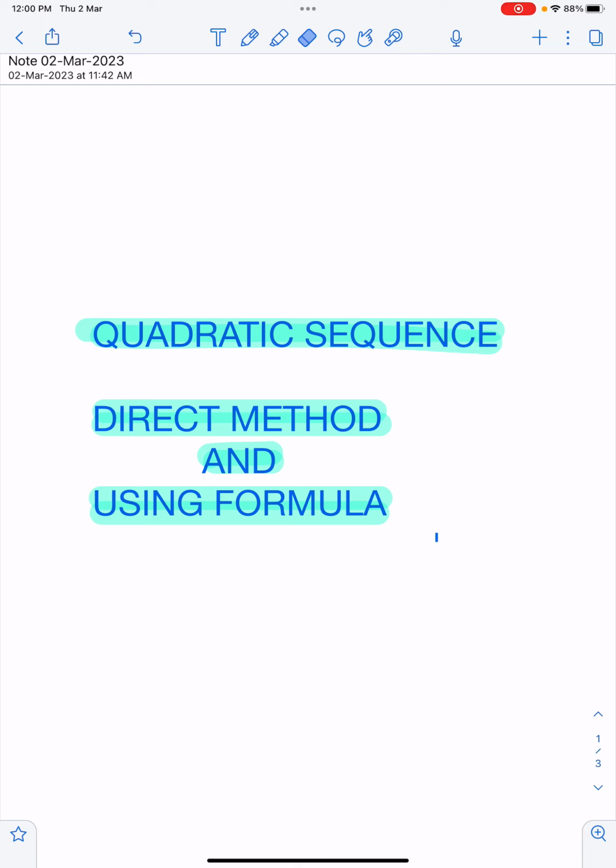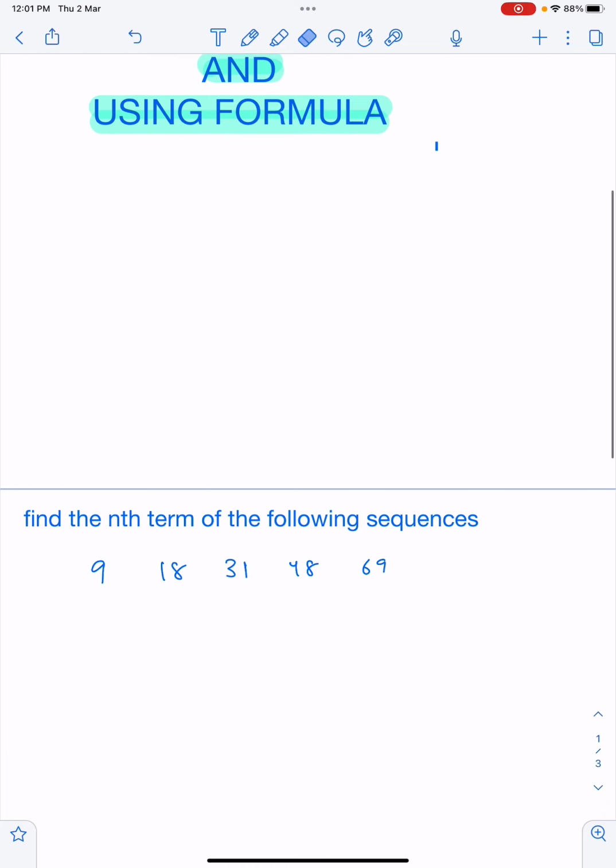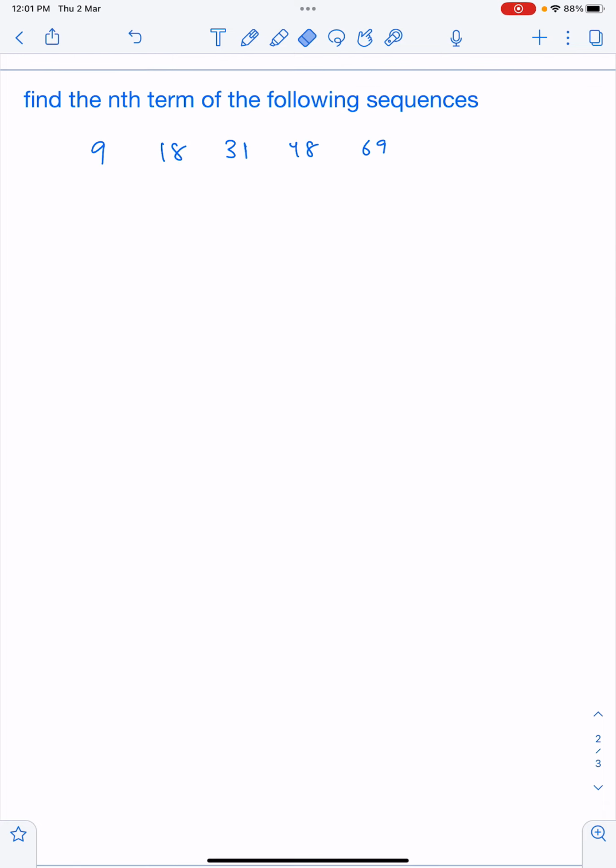Quadratic sequences are the ones where the first difference is not common but the second difference is common. Okay, let's take an example and we're going to learn how to find out the nth term of a quadratic sequence using the method without the formula and then with the formula, both the methods. Okay, let's start with this. This is a quadratic sequence.